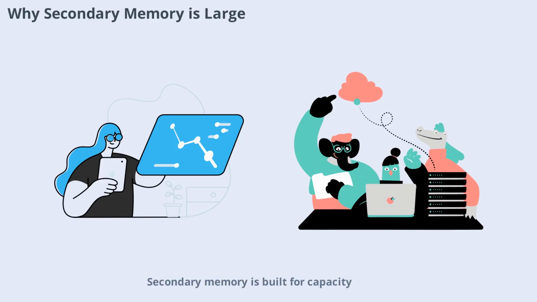Secondary memory is built for capacity. It can store gigabytes or even terabytes of data, making it perfect for saving everything from photos and videos to software and backups. While it's not as fast as primary memory, its large size ensures you never run out of space for your important files.